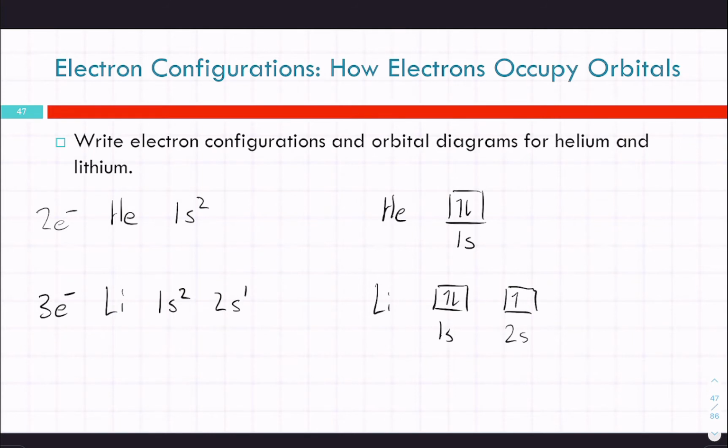So it gets a little bit more complicated with lithium. Lithium's atomic number is 3, so it has 3 electrons. So 2 electrons go into 1s. 1 electron goes into 2s.